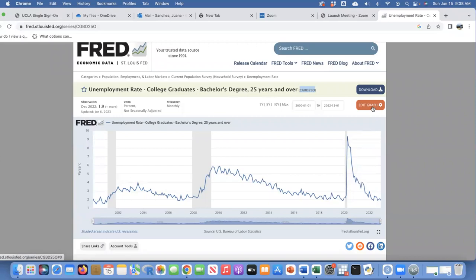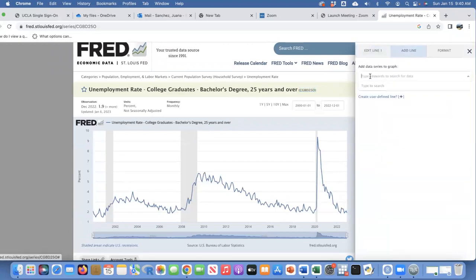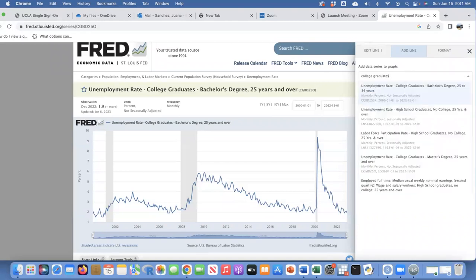But we wanted also to compare these. So how do we do that? How do we add a variable here in FRED? So let's say we want to add a line. We can now add the other variable that we are interested in, which is college graduates. Let's see, graduates, and let's see what we have.